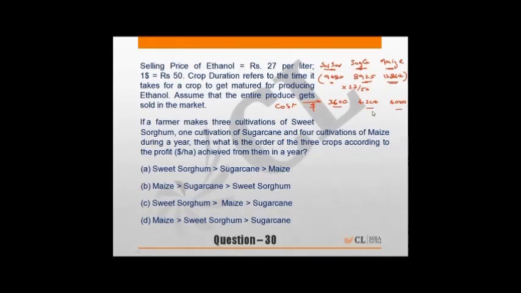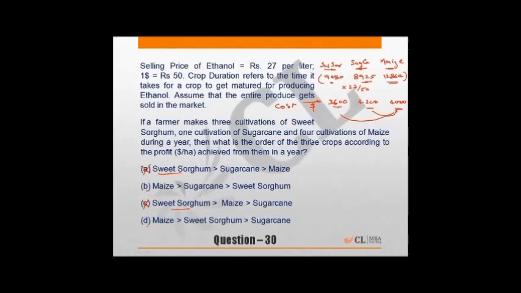In this case, the cost is coming down, so sugarcane has to be lesser than maize. And here, the cost goes up from 3,600 to 4,000, which means it goes up by less than 10%. So maize has to be the highest value in terms of profit, which means choice A, which gives sweet sorghum, or C, which gives sweet sorghum, is incorrect. Of our choices, my answer is either B or D.